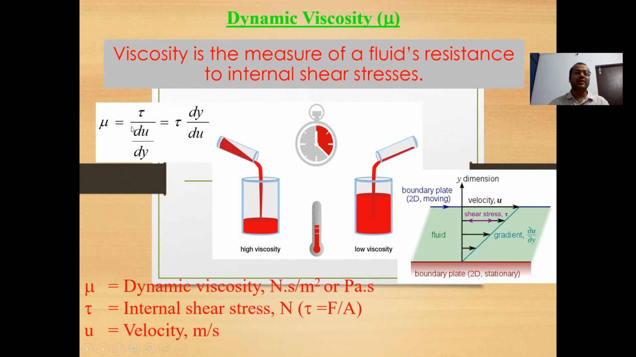So du by dy represents the velocity gradient. When we multiply viscosity with this du by dy term, we get stress, the shear stress. So this is known as Newton's law of viscosity.